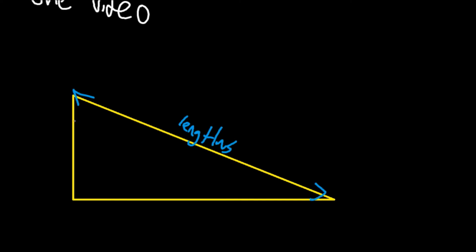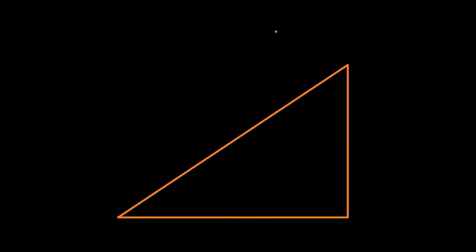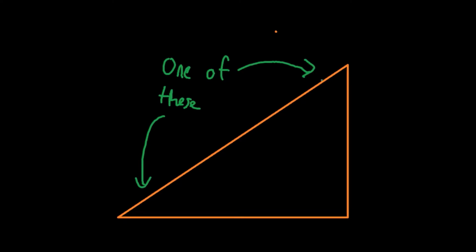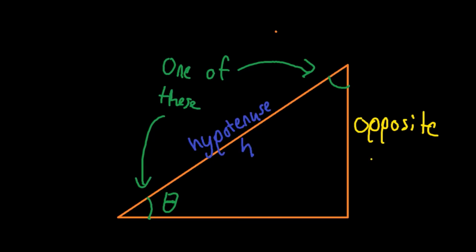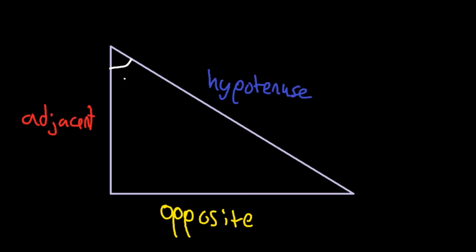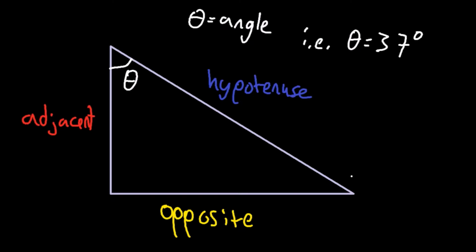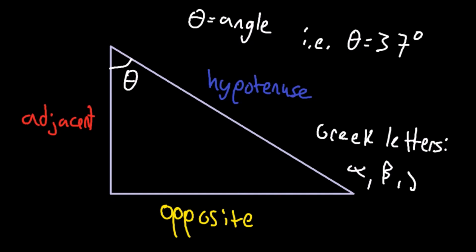To accomplish this, we take an arbitrary right-angled triangle, drawn here, and pick either of the two non-right angles and label the sides as such. The largest side is always the hypotenuse. The side opposite to the angle is the opposite side, and the side that touches the angle is the adjacent side. Going further, the angle that we reference will usually be named theta, the Greek letter. Greek letters are commonly used to reference angles.